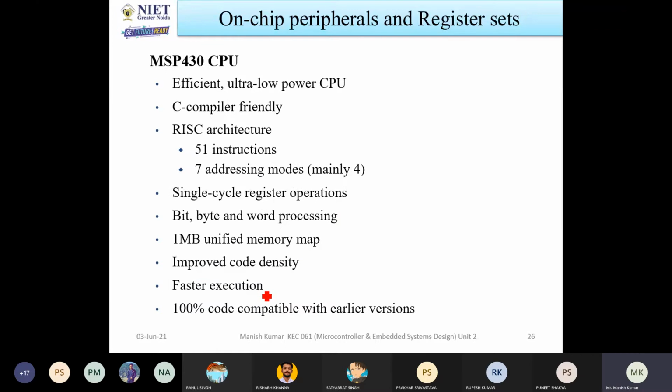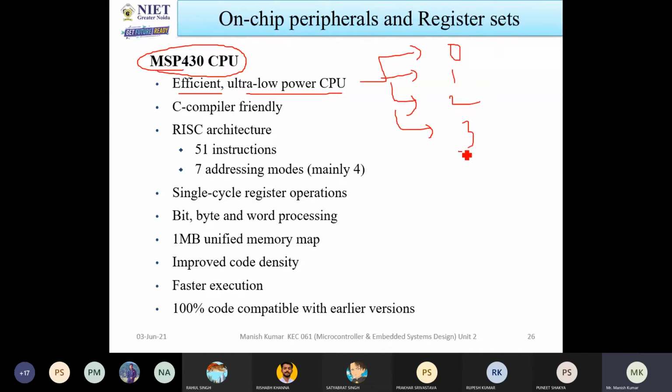So now if we talk about the MSP430 CPU, this is a more efficient ultra low power CPU. So it is ultra low power. Why do we say that? It has several low power modes. Okay, there are 4 low power modes. Low power mode 0, 1, 2, 3. So with the help of this, you can force this microcontroller to work in an efficient way.